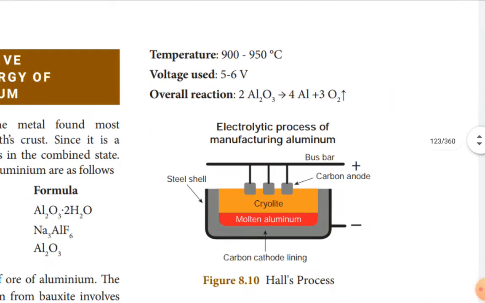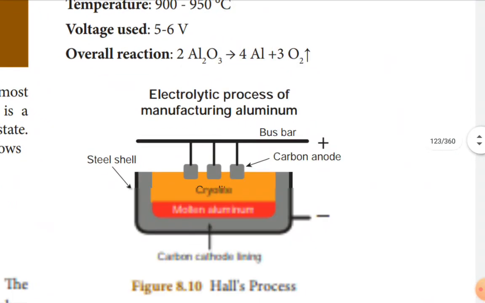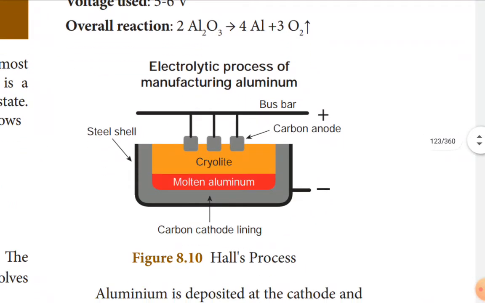See the diagram here, the electrolytic process of manufacturing aluminum. So this tank is made up of iron. That is called a steel shell. The outside is going to be steel, iron, but the inside is lined with carbon, graphite. The carbon acts as a cathode.